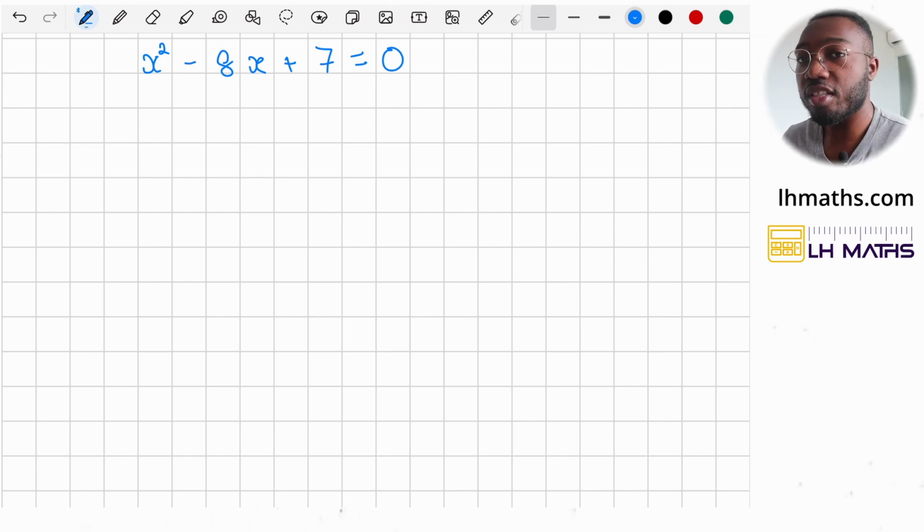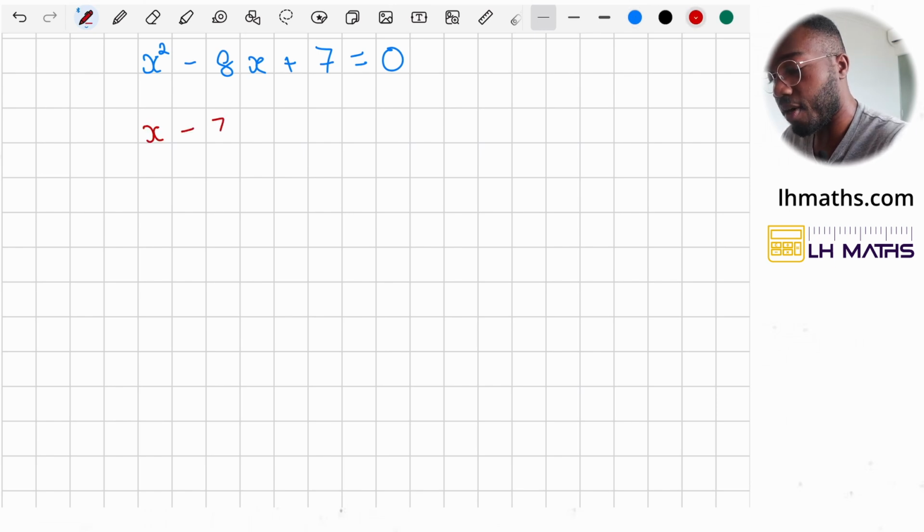So with this one, we have x squared minus 8x plus 7. So if we do the basic factorization method, then we find two numbers which can sum to make minus 8 and can multiply to make positive 7. So there are two numbers. Those two numbers are minus 7 and minus 1. So for our first one, we can just draw the brackets. So x minus 7, and then we have x minus 1.